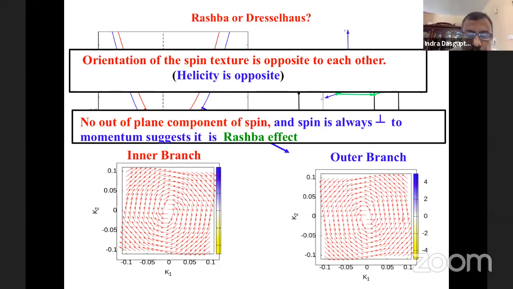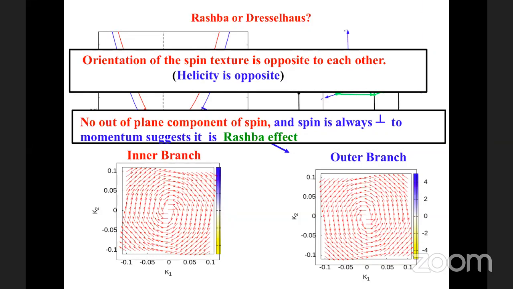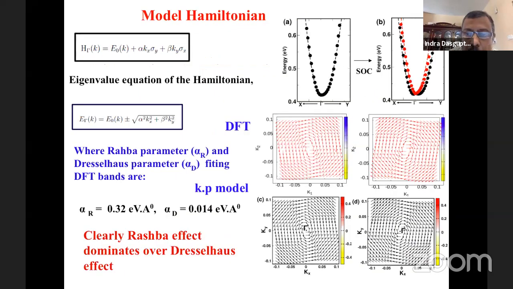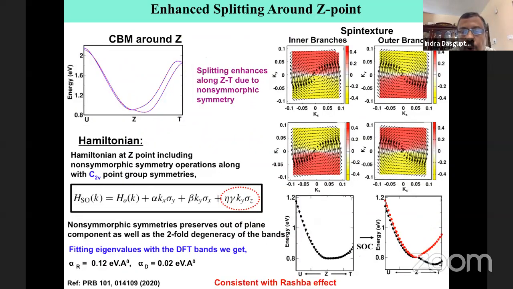At the gamma point, the spin texture does not have a sigma Z component. It has only sigma X and sigma Y, because the non-symmorphic operations are not playing any role. So the gamma point is essentially insensitive to these non-symmorphic operations. On the contrary, if you go to the Z point, the red and yellow colors show the out-of-plane and in-plane components of the spin. So it starts having a Z component, and you can see it has sigma X, sigma Y, as well as sigma Z.